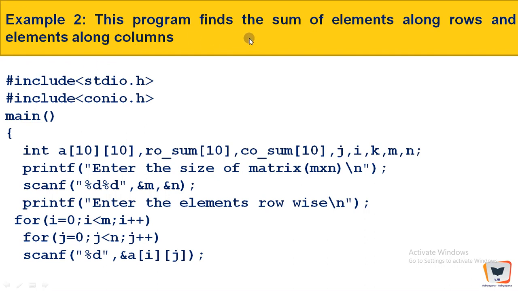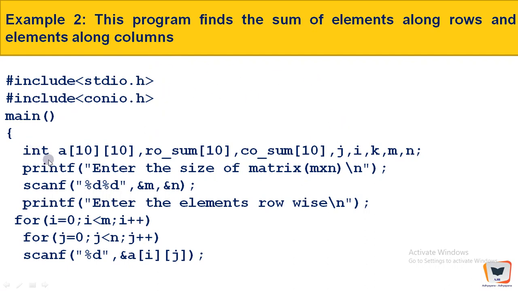This program finds the sum of the elements along the rows and the sum of the elements along the columns of a given matrix. Since there will be a number of rows and a number of columns in a given matrix, we need to generate the sums independently, and we will put the sums in one-dimensional arrays: as many elements as the size of the row array, and as many as the size of the column array. They will collect the sum along the rows and the sum along the columns.